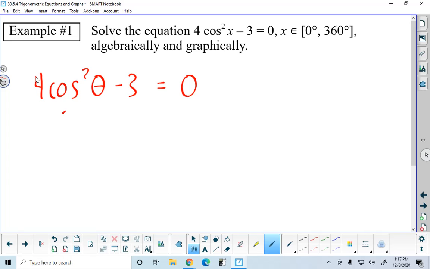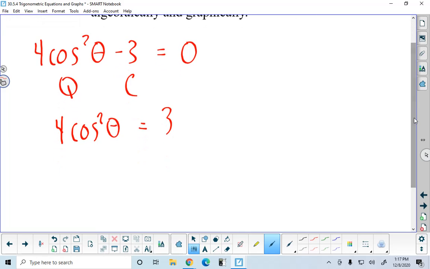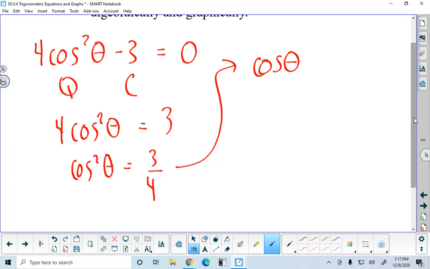This is a case where we have a quadratic term and we have a constant term. So to solve this, we isolate the quadratic term. And then isolate the trigonometric portion of the quadratic term by dividing by 4 to get cos squared of theta equals 3/4. Then we finally isolate the trigonometric function, which is cos of theta, by taking plus or minus the square root. And we get cos of theta equals plus or minus root 3 over 2.